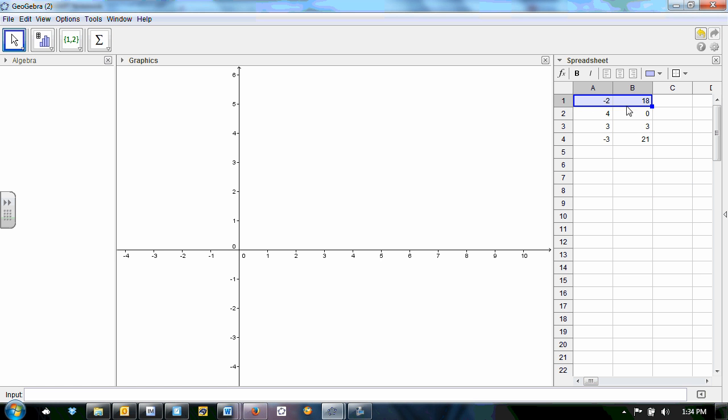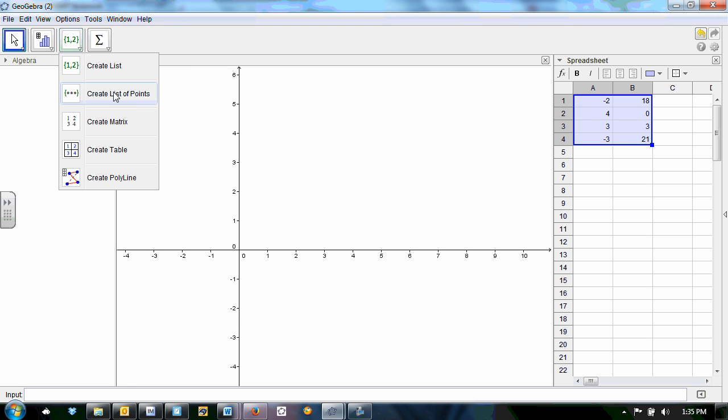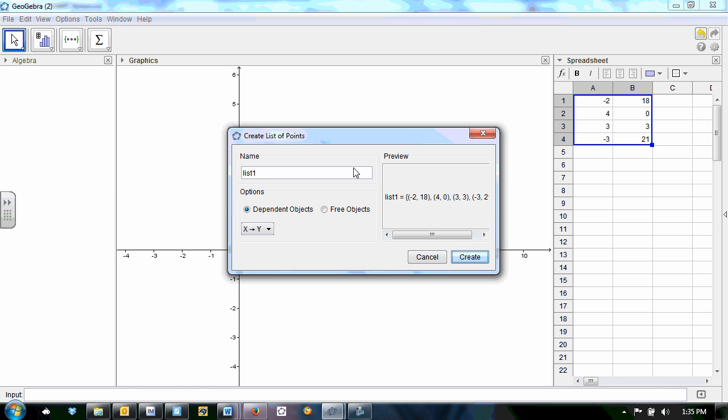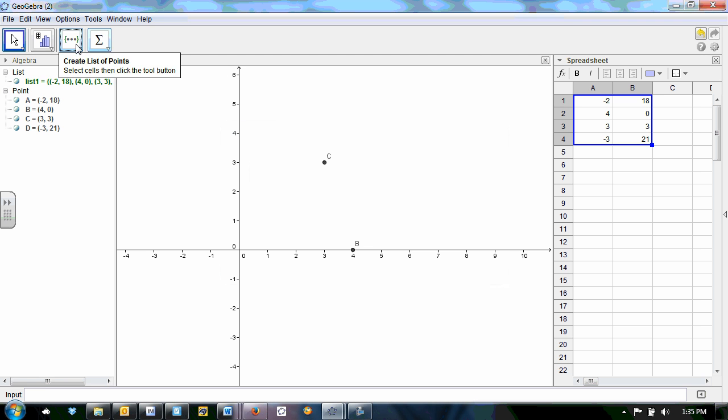Now, if I click with my left mouse button, A1, and I drag so that I highlight all my points here, then what I can actually do with GeoGebra is in this third toolbox here where it says Create List, if I click the down arrow, I can actually create a list of points. So if I click that option, it tells me here's the name of the list, and I really don't care right now what the name of the list is, and this is what it's going to plot. The negative second term is 18, the fourth term is 0, the third term is 3, and the negative third term is 21. So when I hit create, notice it gives me my points there.